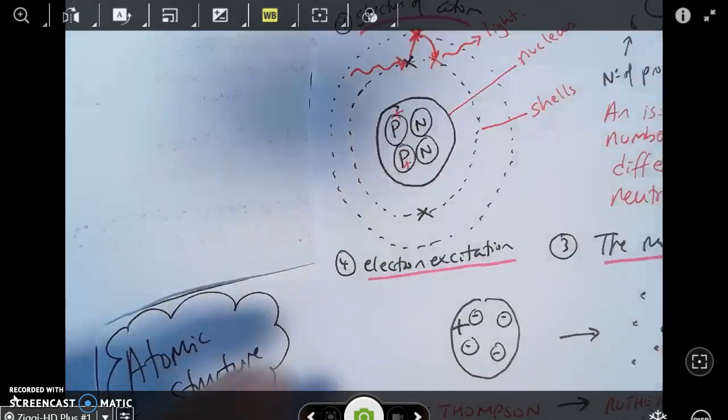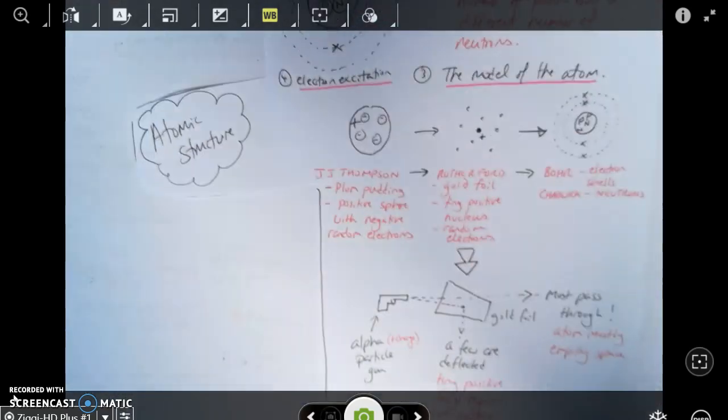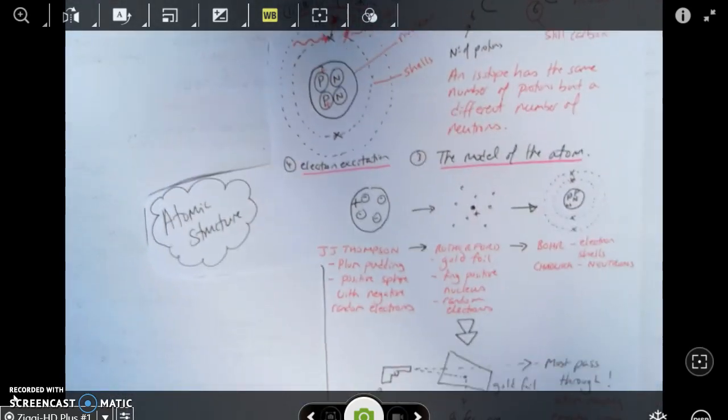Okay, so that is in total the atomic structure information you need to have for your paper 1.